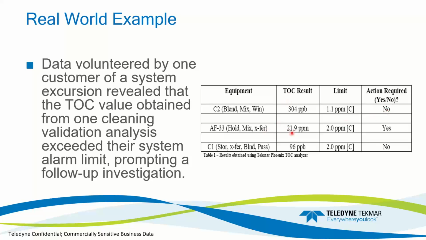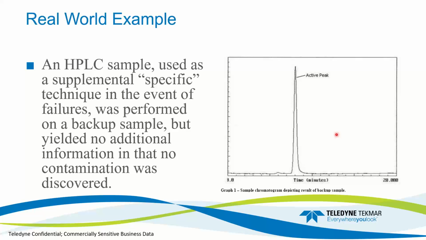Next one is 21.9 ppm of carbon. Well, that's well above our limit. So is action required? Yes. So what must we do? So they ended up taking the sample over to an HPLC, used as a supplemental specific technique in the event of a failure. That was performed on a backup sample, but yielded no additional information because it wasn't in their confirmation. So they had to further do discovery. They had to further understand what is this compound or what is this undesirable in my process.